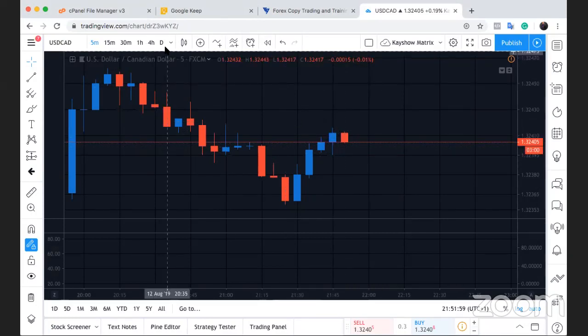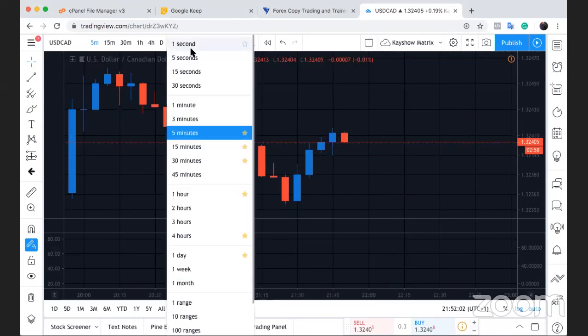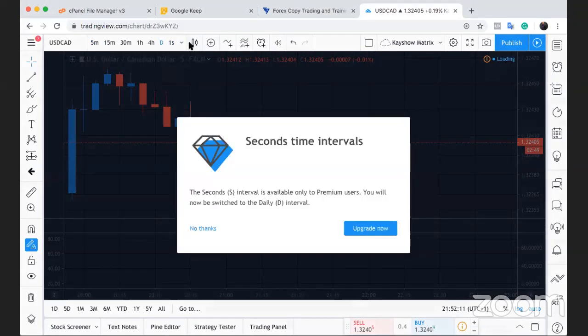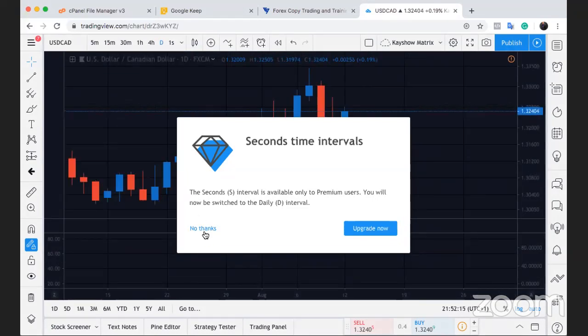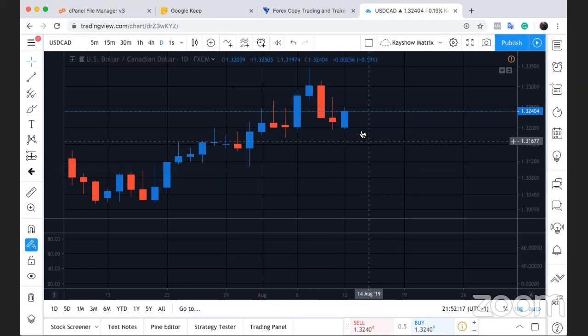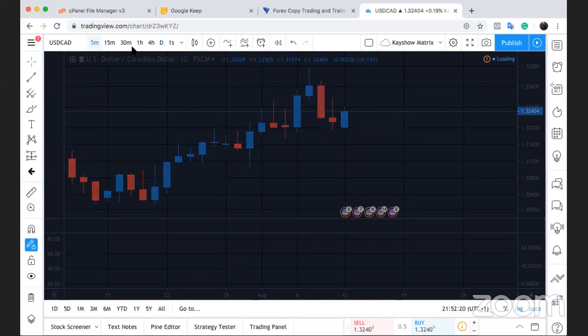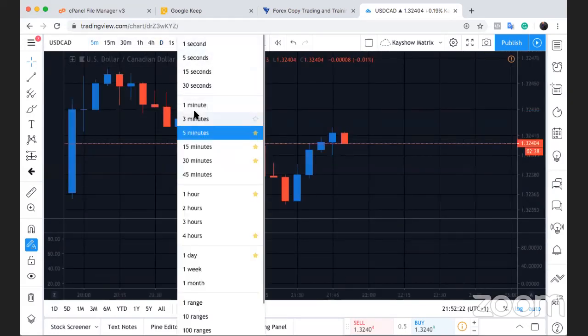It will form another candle. You can even go as low as 1 second. This is crazy, guys, but I would say you don't go as low as 1 second because it's just noise. You'll be seeing noise, and you can see they're even telling me it's a premium version if I want that. So let me go as low as 1 minute.